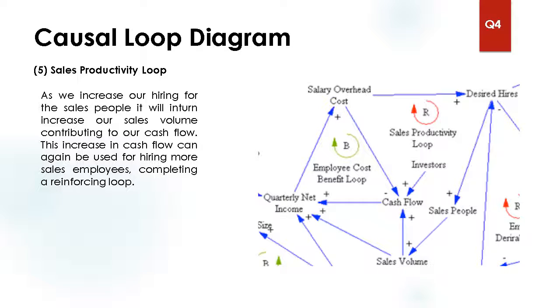The sales productivity loop. As we increase our hiring of salespeople, it will in turn increase our sales volume, contributing to our cash flow. This increase in cash flow can again be used for hiring more sales employees, completing again a reinforcing loop.